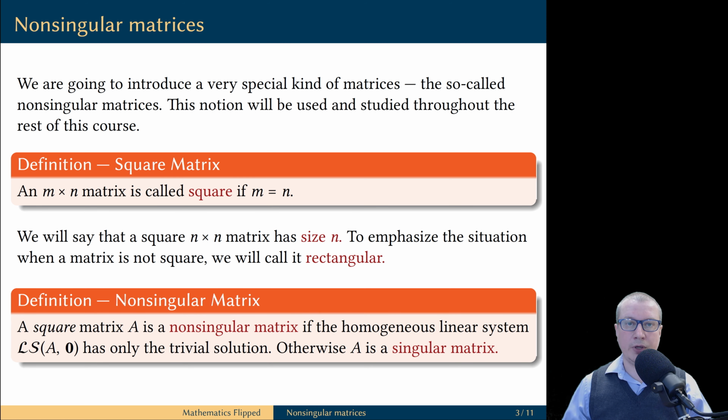And now we are ready to define non-singular matrices. First of all, this notion applies only to square matrices. A square matrix is called a non-singular matrix if the homogeneous linear system with this matrix as the coefficient matrix has only the trivial solution. Otherwise, the square matrix is a singular matrix.